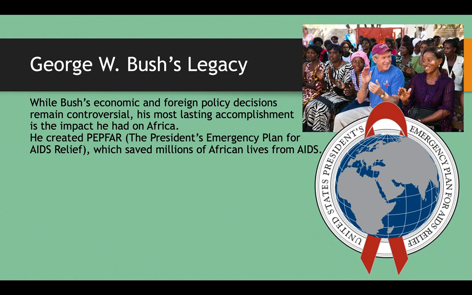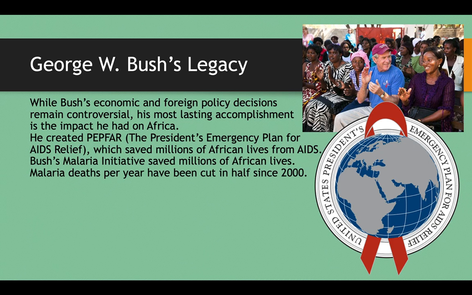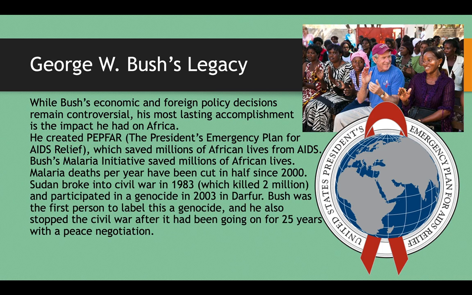So he created PEPFAR, which stands for the President's Emergency Plan for AIDS Relief, and this saved millions of African lives from AIDS. He sent preventative methods to prevent people from getting AIDS. He also sent antiretroviral drugs and other treatment methods for people who had AIDS, and this saved millions of lives. He also had a malaria initiative that also saved millions of African lives, and malaria deaths per year have been cut in half since the year 2000. This is one of these issues in the world that's actually getting better and better. The number of AIDS deaths and the number of malaria deaths have declined dramatically since the 2000s.